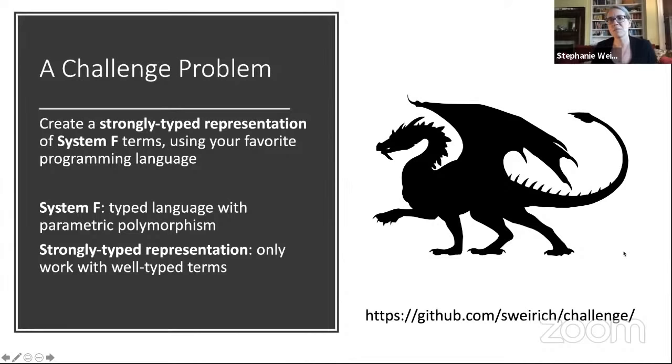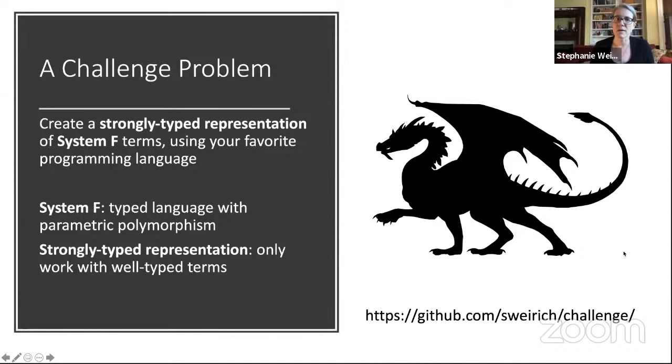So my tutorial is going to be based on this very specific challenge problem that I encountered a little while ago, and I had a lot of fun trying to solve. So what is the challenge problem? The challenge problem is that I would like to create a strongly typed representation of the System F lambda calculus using my favorite programming language. And today, my favorite programming language is GHC. And when I say System F, I'm really talking about a typed language with parametric polymorphism.